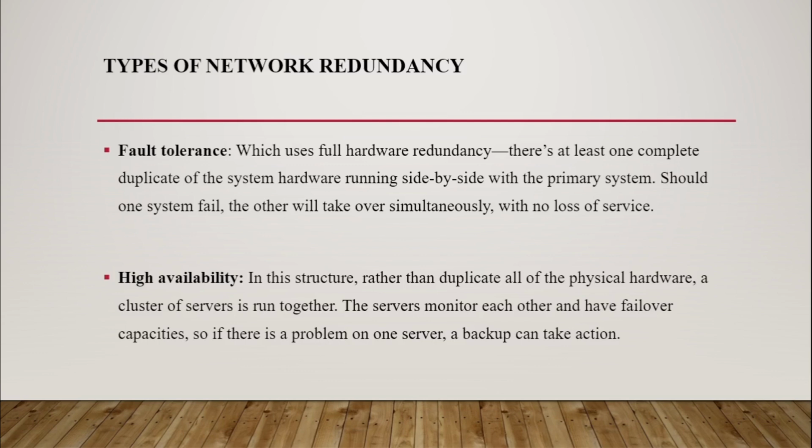And the other is high availability. In this structure, rather than duplicate all of the physical hardware, a cluster of servers is run together. The servers monitor each other and have failover capacities. So if there is a problem on one server, a backup can take action. So these are the types of network redundancy you have. You can choose whether to use fault tolerance or high availability.